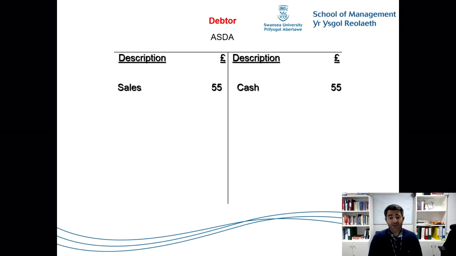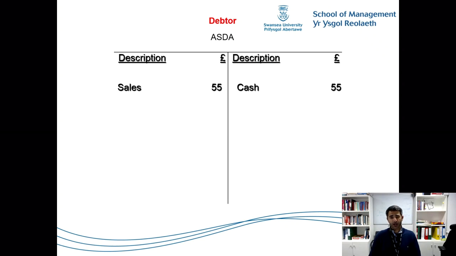So this is the first step. When it comes to the question, the first step, you need to open T accounts. And once you open a T account, you need to record the transaction as a debit and a credit in this way. This is step 1. And this is the most difficult one.